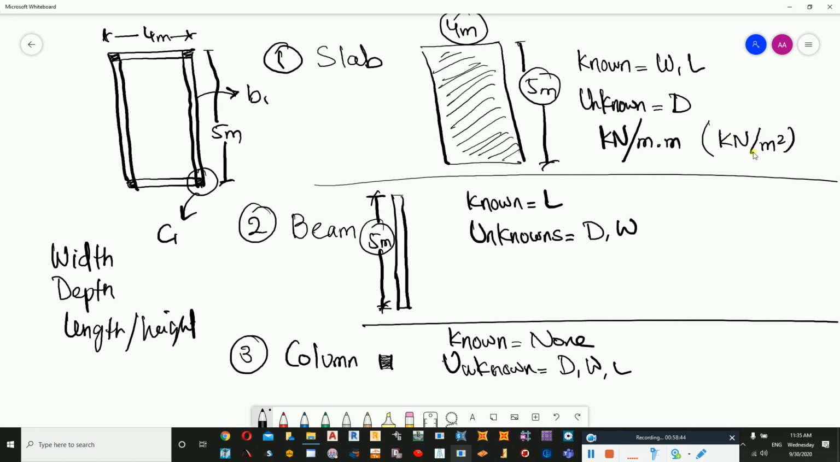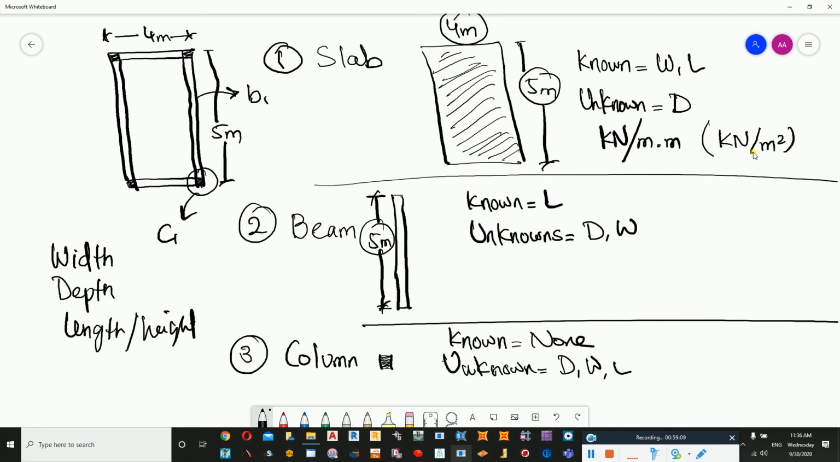So always when it comes to loading in terms of slab, you will see that it's a unit of force divided by an area, because this area is known for me. The value of the area, or the dimension of that area, is known for me. So I can go and divide my loading.